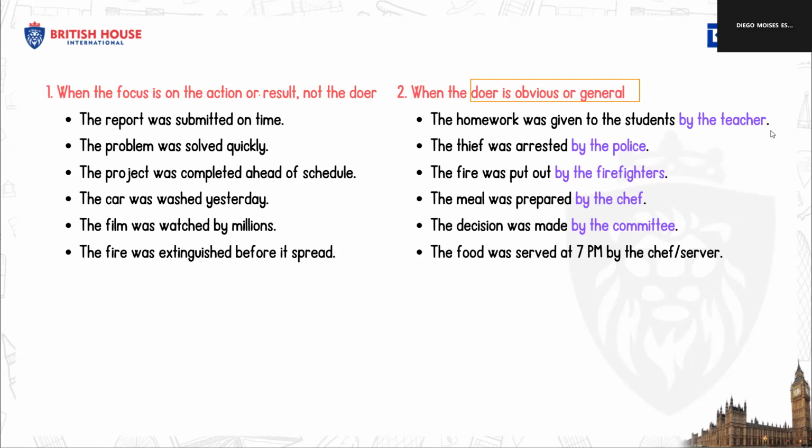Who else? The baker? No, right? The police officer? No. So next one, the thief was arrested by the police. So we are focusing on the thief was arrested, but also we don't have to mention who did it. Why? Who else is going to arrest bad people? Well, of course, the police. It's not going to be, again, the baker, right?